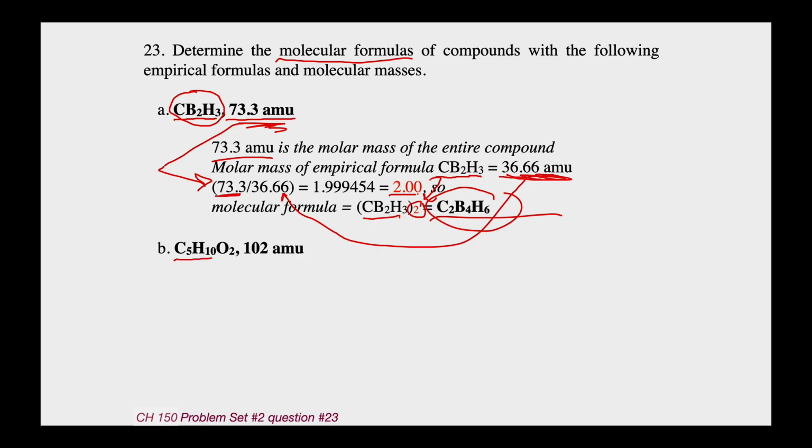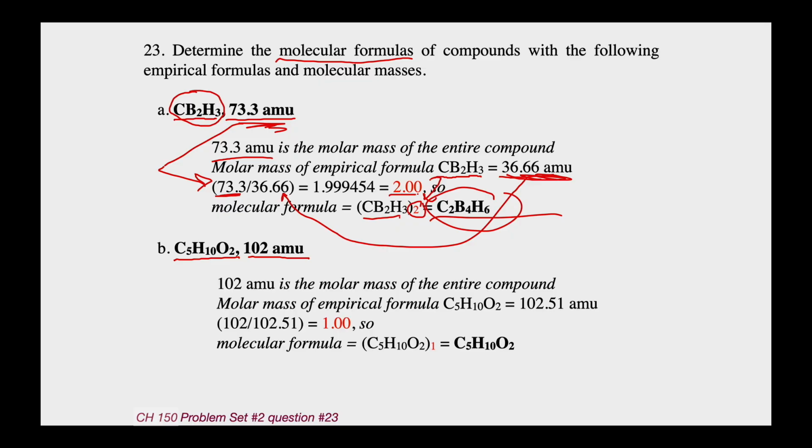We're going to find the molecular mass of C5H10O2, and we're going to compare that to the molar mass of the whole thing, which is 102. That whole number ratio will apply to the empirical formula to get the molecular formula of the whole thing. C5H10O2 comes out to be 102.51. That came from 5 carbons, 5 times 12, plus 10 hydrogens, 10 times about 1, plus 2 oxygens, 2 times about 16. You can see that 102.51 is awfully close to 102.